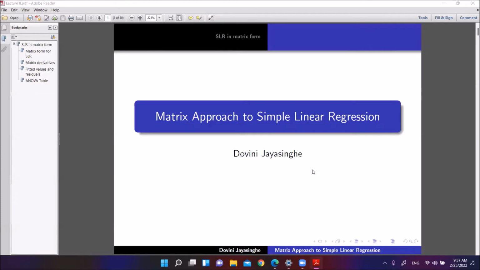Today we are going to discuss the matrix approach to simple linear regression. Actually, this matrix approach is required for multiple linear regression. But before going to that, it's easy if we discuss and sort things out here, because you are familiar with simple linear regression now.